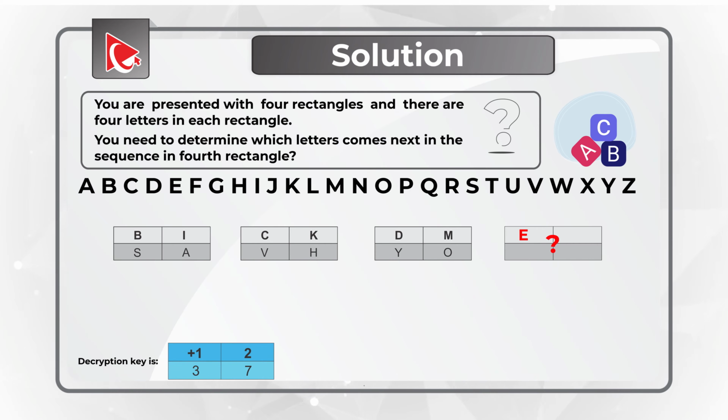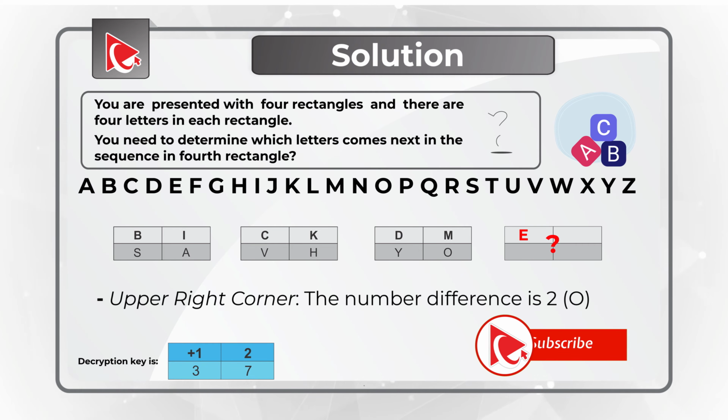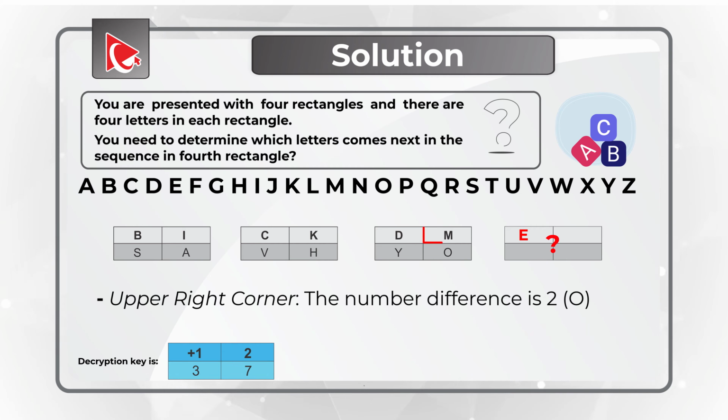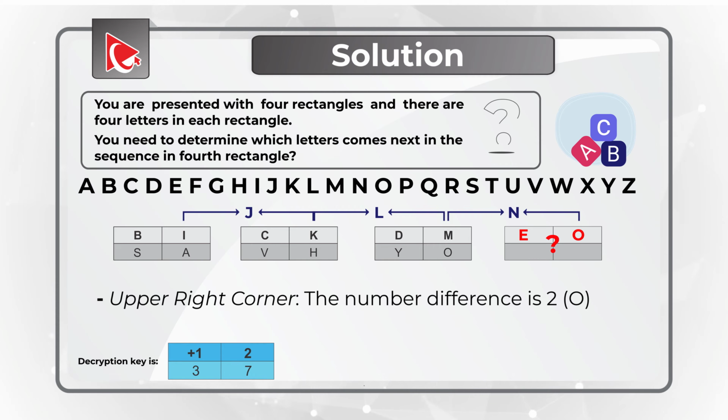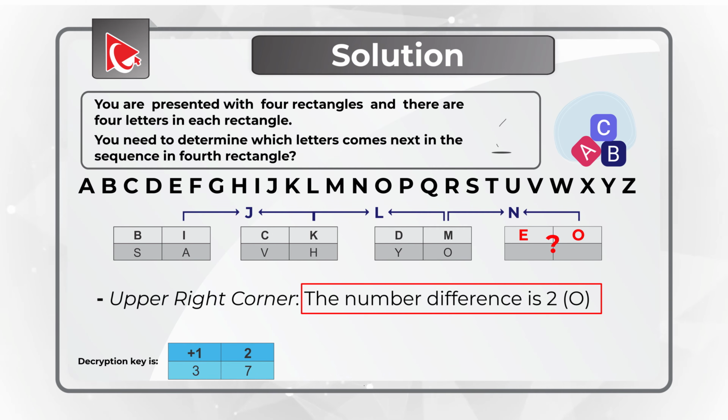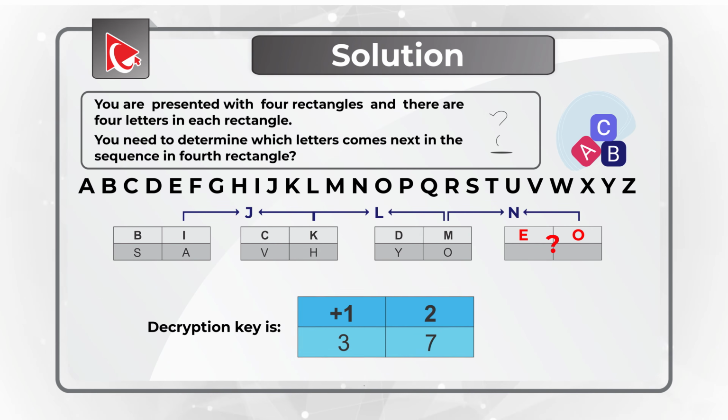Now let's look at the upper right corner of the rectangles. And then you see that in the main sequence, the letters are I, K, and M. And if you know the English alphabet, H, I, J, which is missing K, L, next is M, and O, which means that the increment is 2, which matches the second number in our decryption key.